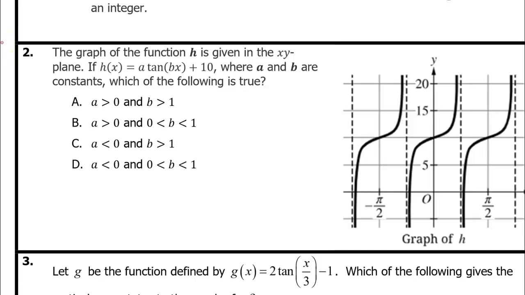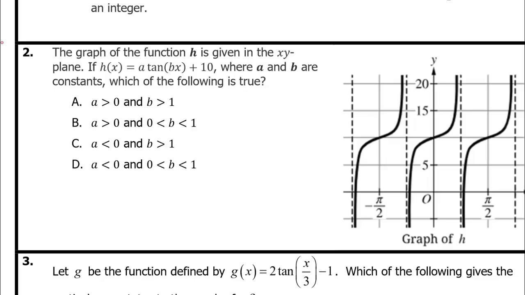Number 2, the graph of function h is given in the xy plane. If h is equal to a times the tangent of bx plus 10, where a and b are constants, which of the following is true? And there's some information about whether a is positive or negative, and whether b is bigger than 1 or between 0 and 1. Let's start with a because that is easy.